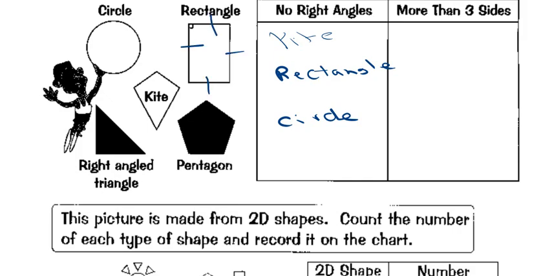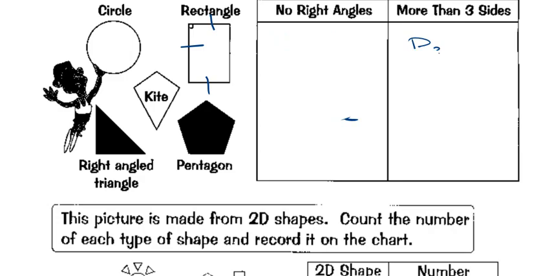Again, which shape here has no right angle? So the kite here. The rectangle has four right angles. And the pentagon. And the circle.